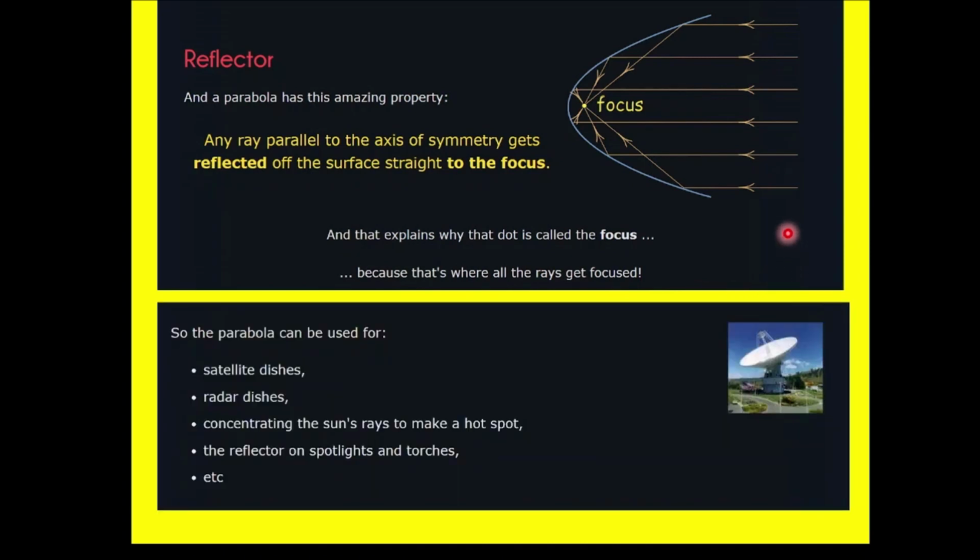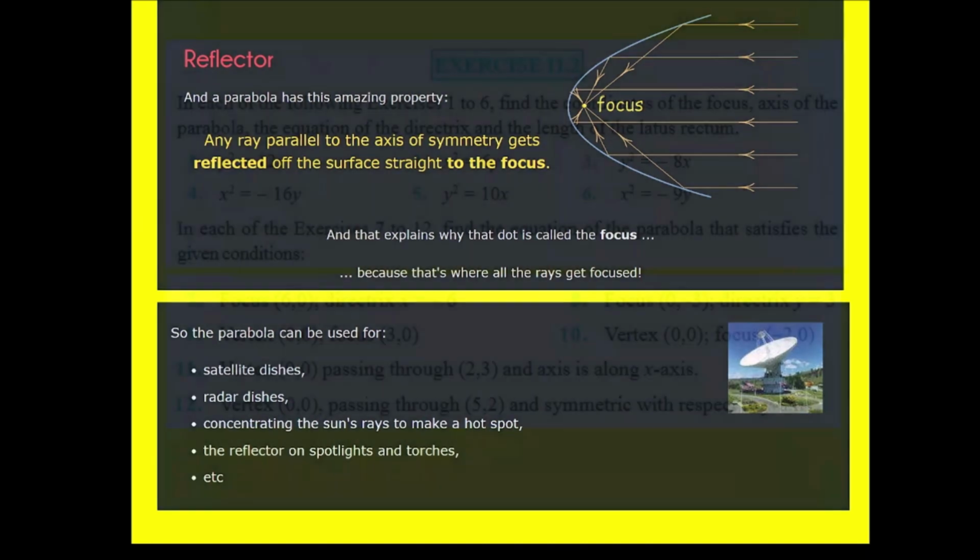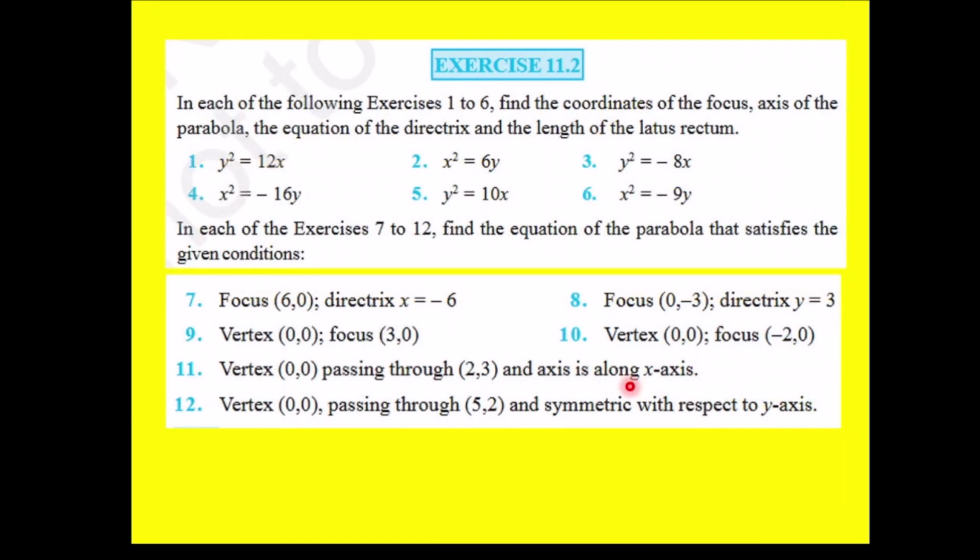So, parabola can be used for satellite dishes, radar dishes, concentrating the sun's rays to make a hotspot, and the reflector on sports lights and torches. So, these are the uses of parabola. Now, we are in a position to discuss exercise 11.2.